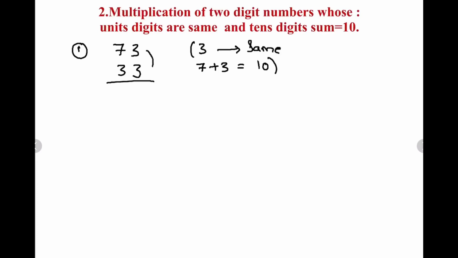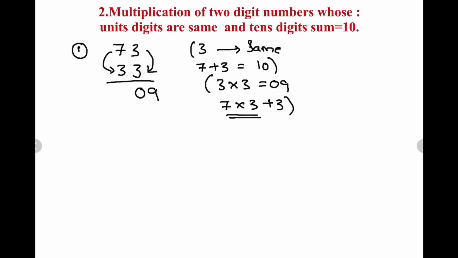So what do I have to do? 3 into 3, keep 09. 7 into 3, 21 plus 3. So first 3 into 3, keep 09. Then 7 into 3 plus 3, 21 plus 3, 24.